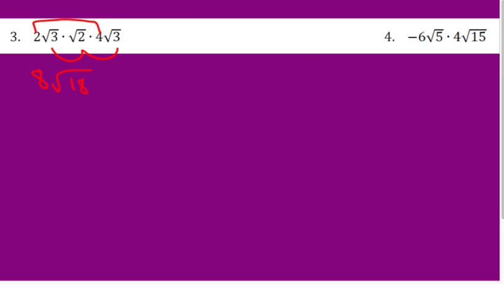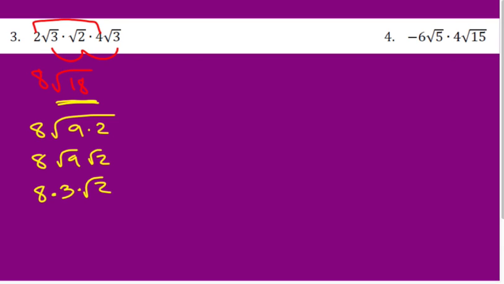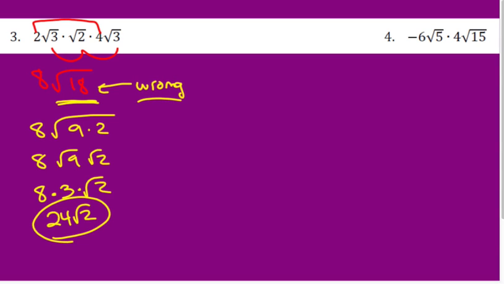Once I do that, I'm not done. I can simplify that. I can break this apart into 9 and 2. So square root of 9 is going to be 3 times square root of 2. So that's going to be 24 square root of 2. This would be considered wrong if it said simplify. That is not simplified. You cannot leave it like this. This is simplified.